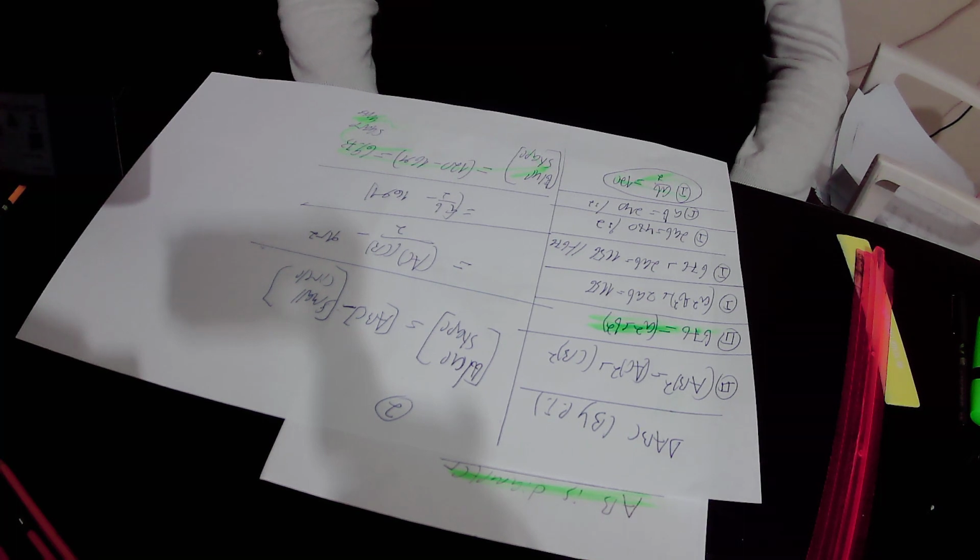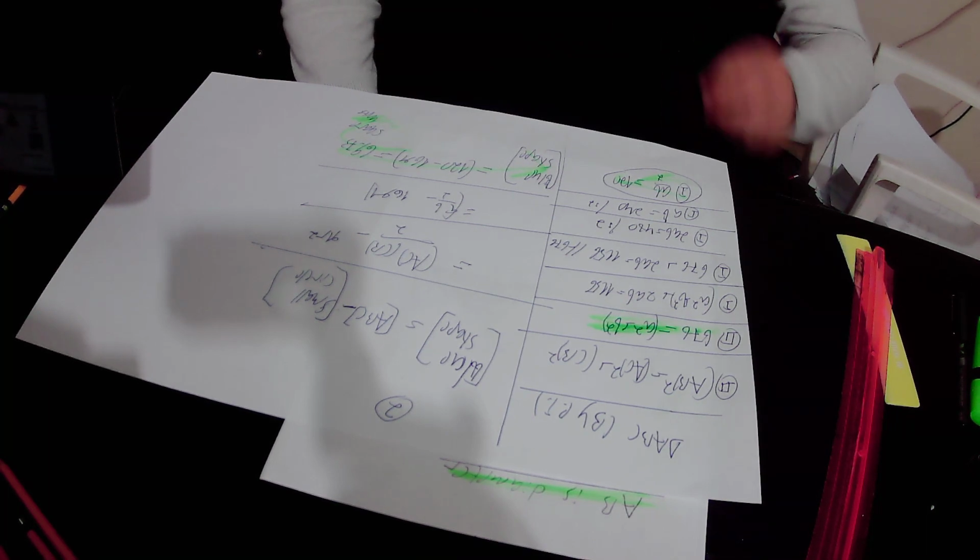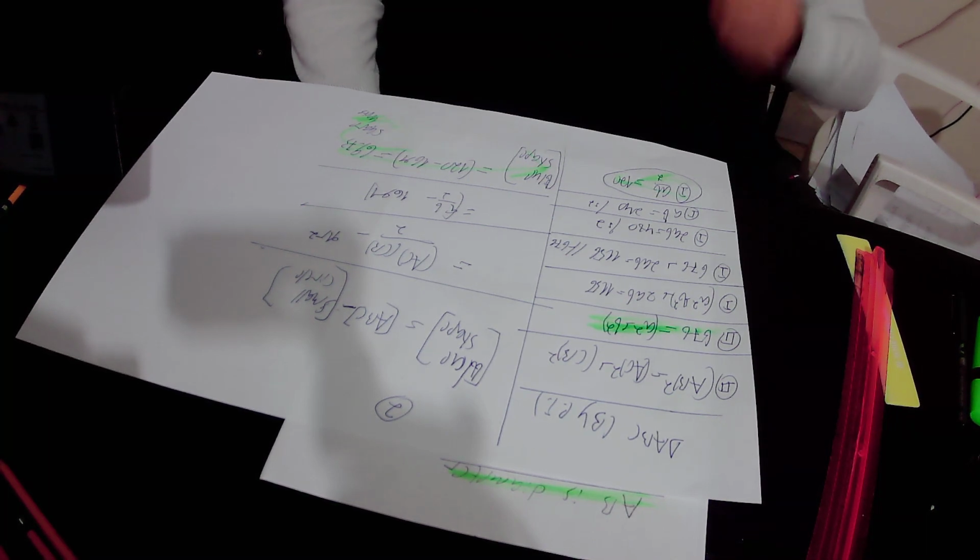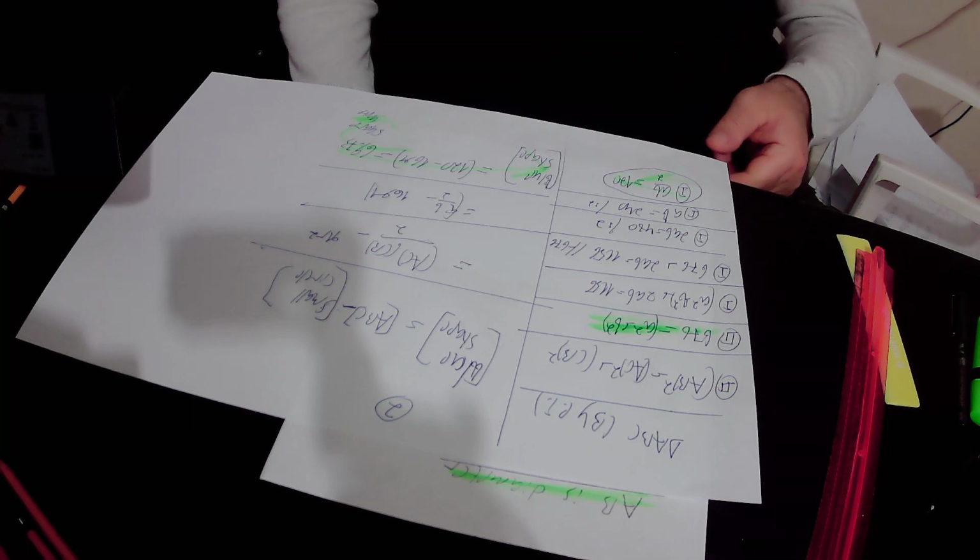Here we divided this equation, equation number 1, by 2, and we got that A times B equals 480 over 2, that is 240. So AB equals 240 according to equation number 2. We divided this equation by 2, and we got that AB over 2 equals 240 over 2, that is 120. So according to equation number 1, we found out that A times B over 2 equals 120 units.